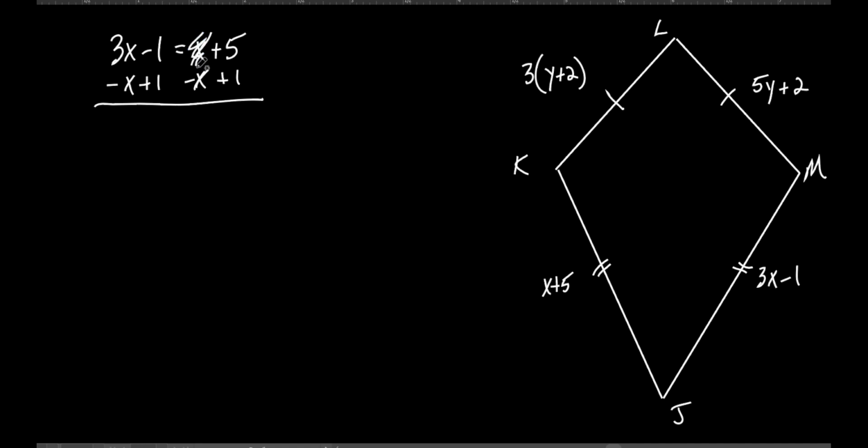Okay? So this cancels out. This cancels out. And bring everything down. What's 3x minus x? 2x. What's 5 plus 1? 6. Next step is super easy. Divide by 2. Divide by 2. What's x? It's equal to 3.